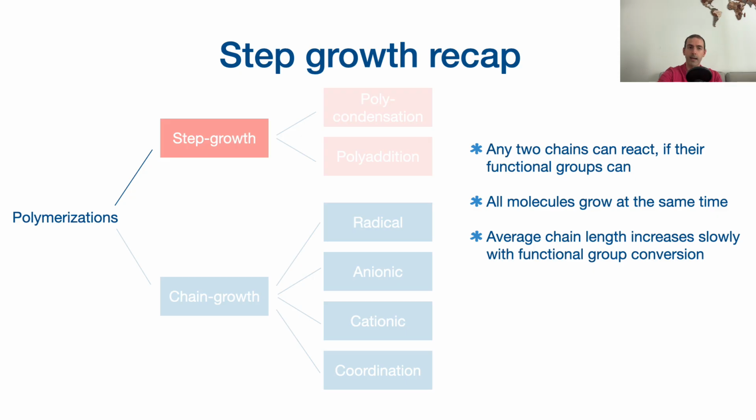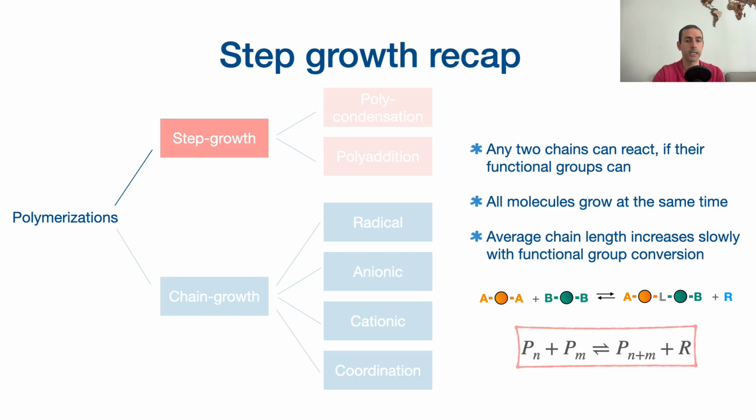Do you remember the lonely dimer in an ocean of monomer we made an example of? Anyway, to exemplify this, what we did is that we took a molecule with two A functional groups, reacting with one having two B functional groups, forming a link L between the two monomers and releasing a molecule R. We also saw a general formalism where two polymer chains, which we called P, of length N and M, react together and form a longer chain of length N plus M, and a group which was being released in this reaction, R.